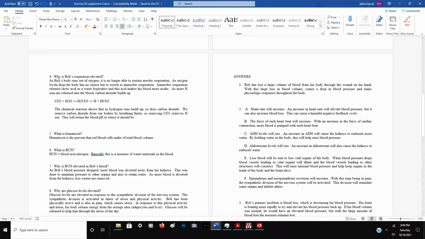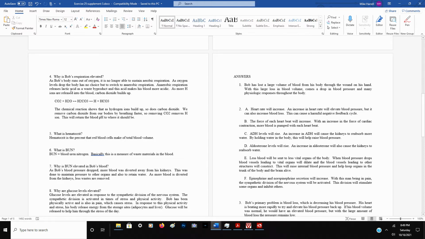Why is Bob's respiration elevated? Well, think about this. A lot of Bob's blood is leaving his body. One of the big functions of your blood, specifically red blood cells and hemoglobin, is to transport oxygen. So as oxygen becomes less and less abundant to his cells, eventually they're going to switch from making ATP through aerobic to anaerobic respiration. And anaerobic respiration produces a whole bunch of lactic acid.